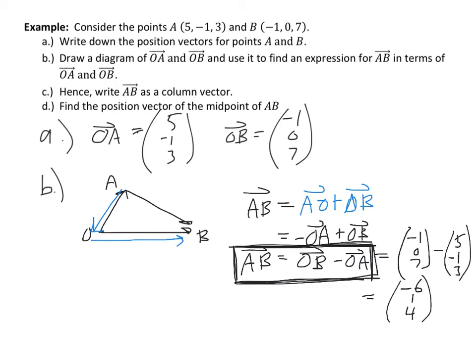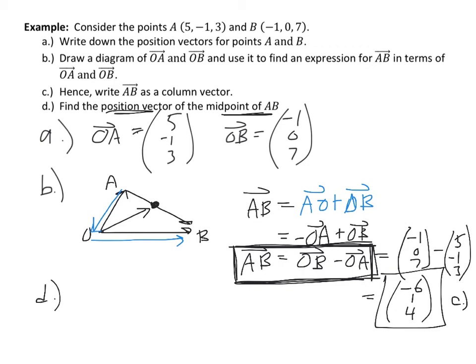So this part right here was the answer to part B. I accidentally got ahead of myself; this is part C for this problem. Part D asked us to find the position vector for the midpoint of AB. So I would encourage you now to think, how could you figure out what the midpoint of this is? How would you get there from the origin? How would you get a position vector for that midpoint? So again, pause the video, try that one.